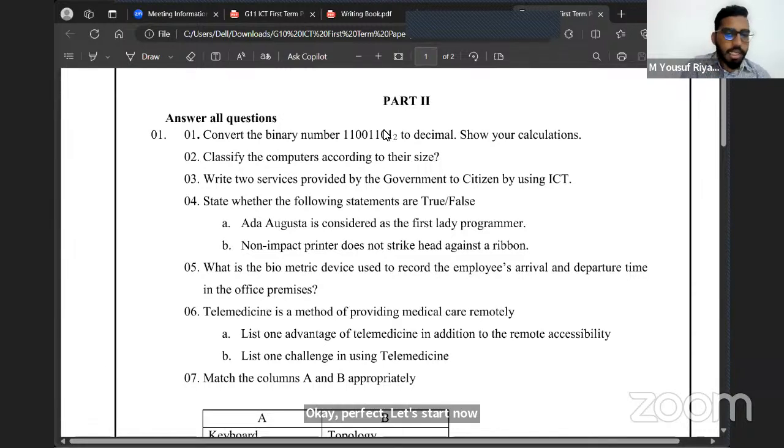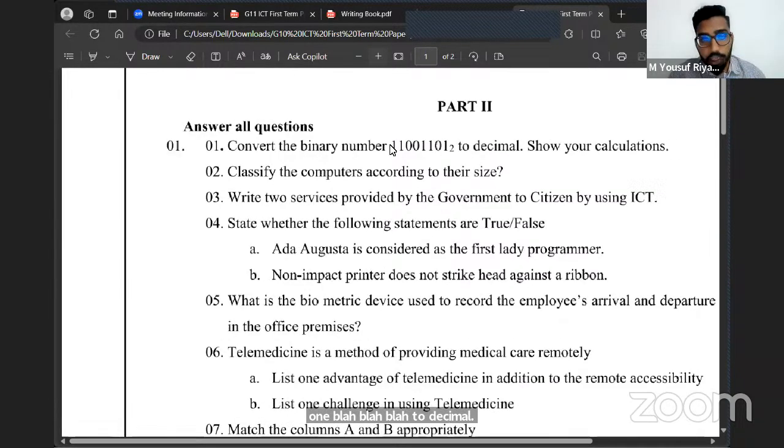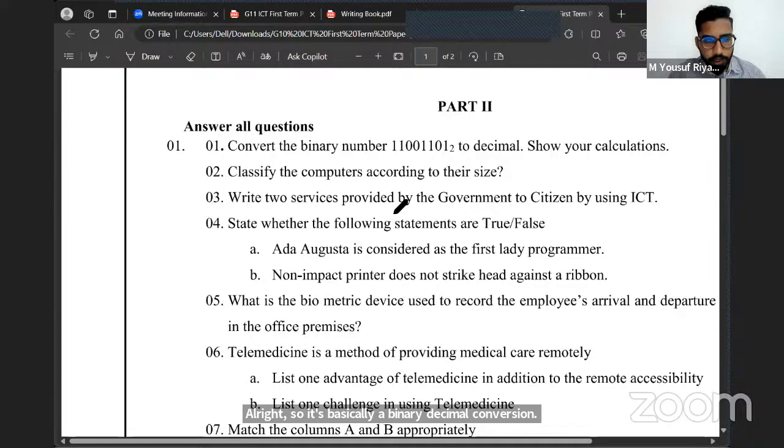First question. Convert the below binary number to decimal. Right, so it's basically a binary to decimal conversion. So let me do the conversion in this writing book.